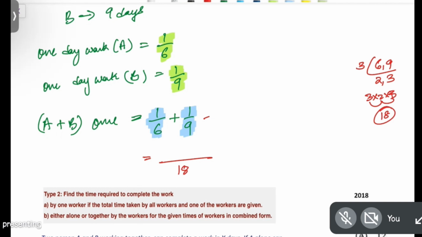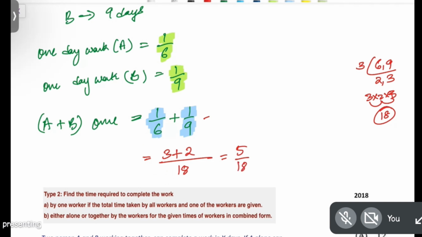6 times how much gives the LCM? 6 times 3, so I'll write 3 here. And 9 times how much gives the LCM? 9 times 2, so I'll write 2 here. This is what we have now, which gives me 3 plus 2 is 5 divided by 18.